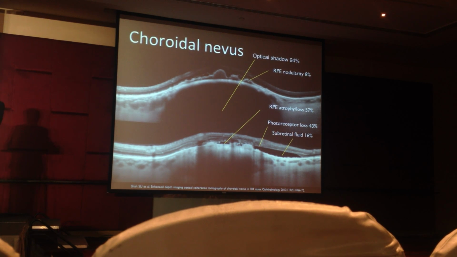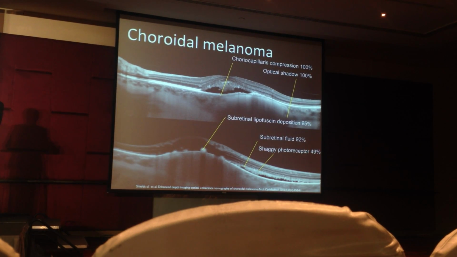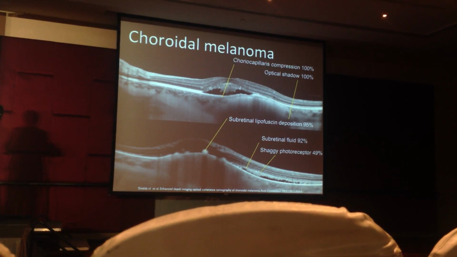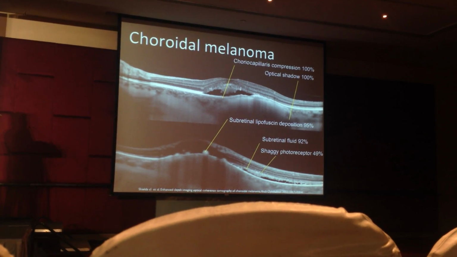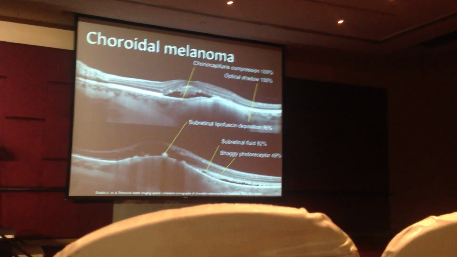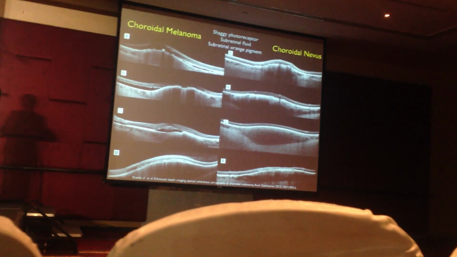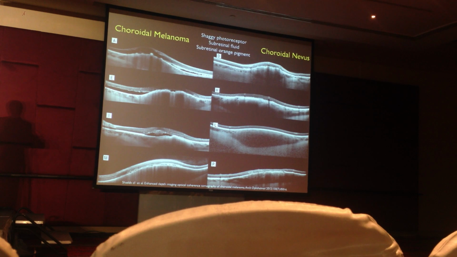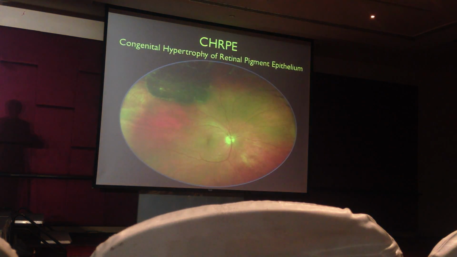Other features on EDI-OCT have been shown to differentiate choroidal nevus from melanoma. The shaggy photoreceptors are the swelling of the photoreceptors due to recent subretinal fluid. And also the subretinal lipofuscin is the orange pigment that you can see in melanoma patients. Comparing nevus and melanoma, these three features are highly significant in melanoma rather than choroidal nevus.